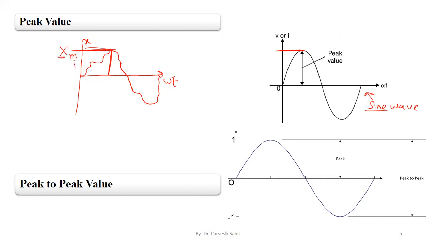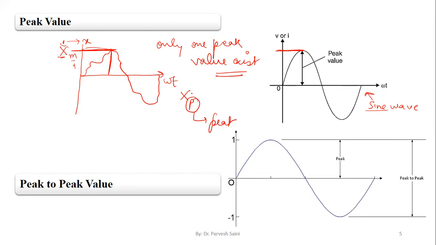Here m indicates maximum and X indicates the quantity, because every alternating quantity will have one maximum value. There would be one peak value. There cannot be multiple peak values, right? Only one peak value exists. In some literature, you will find it written as Xp, where p indicates peak and X is the capital letter.